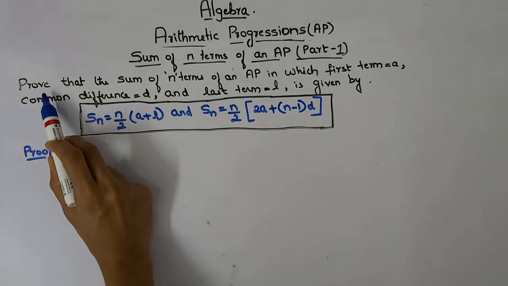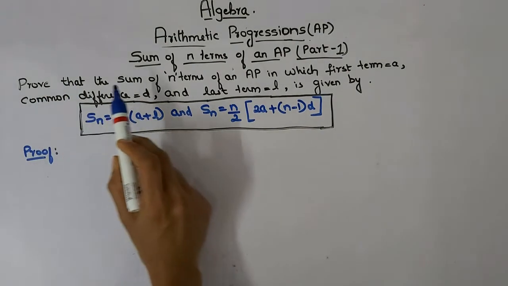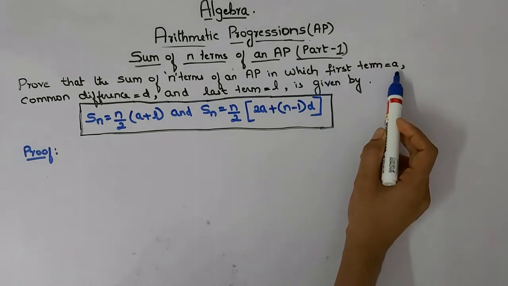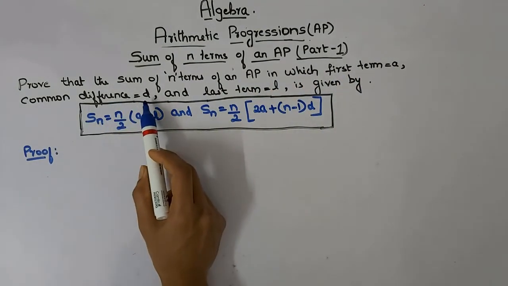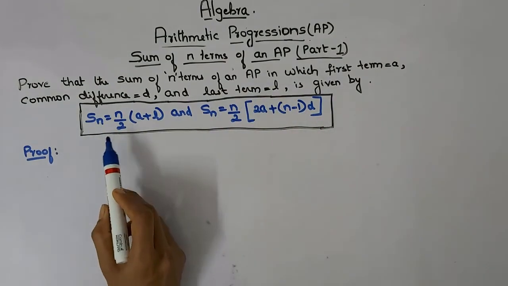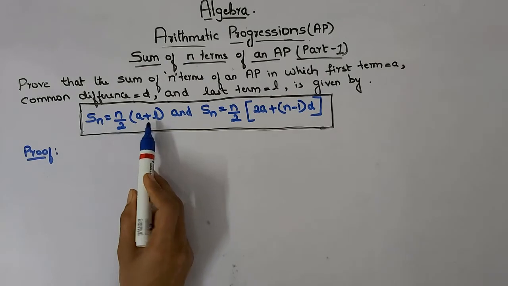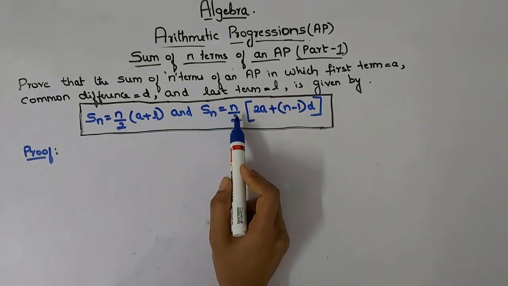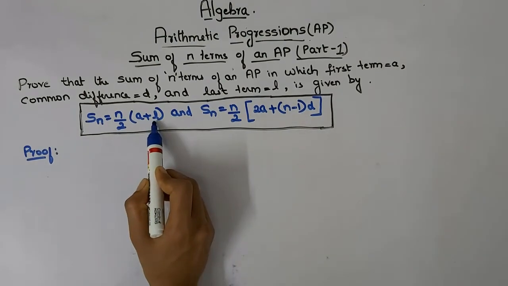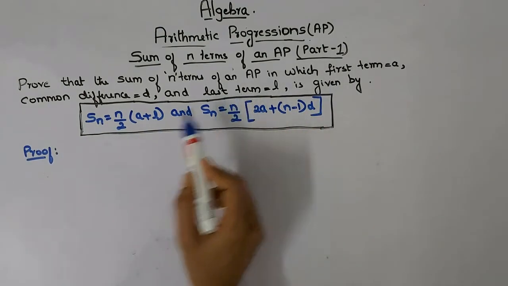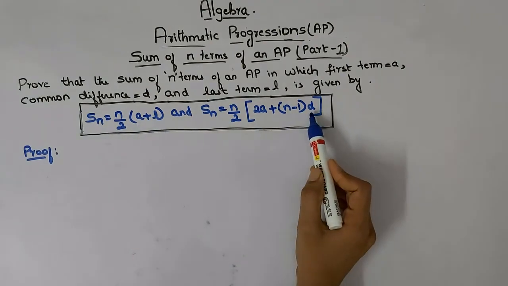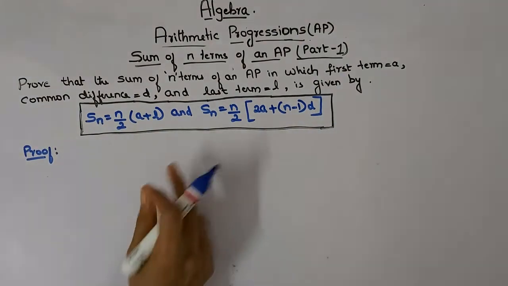So here is a theorem saying: prove that the sum of n terms of an AP in which the first term is a, the common difference is d and the last term is l is given by Sn is equal to n by 2 into (a plus l) and Sn is equal to n by 2 into (2a plus (n minus 1) into d), where l is your last term, a is your first term and d is your common difference. So now let's see the proof.